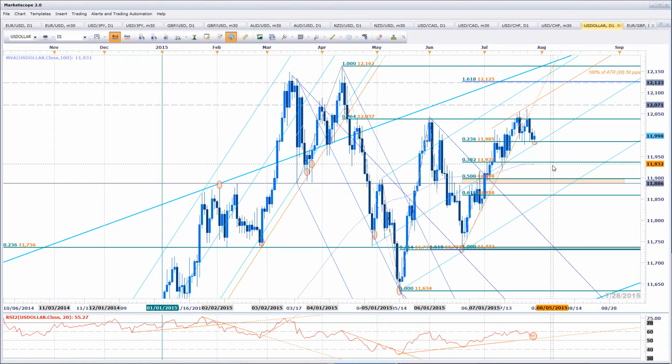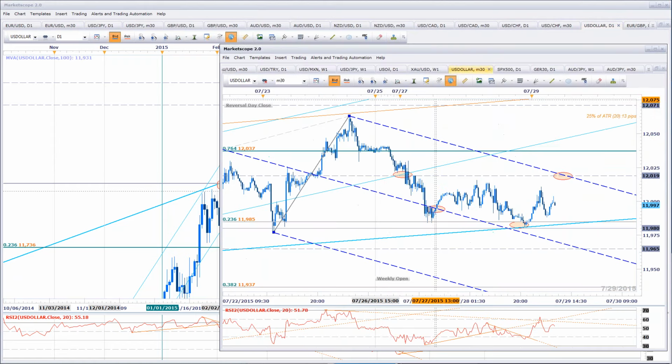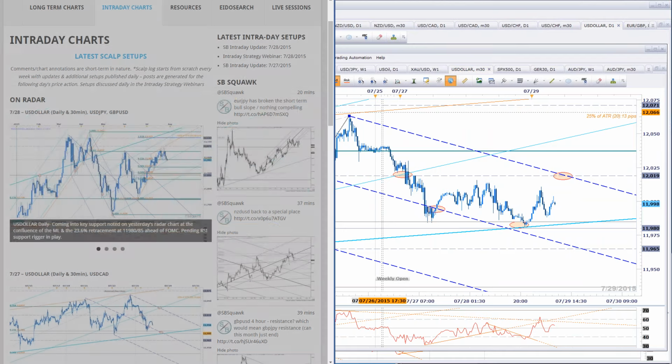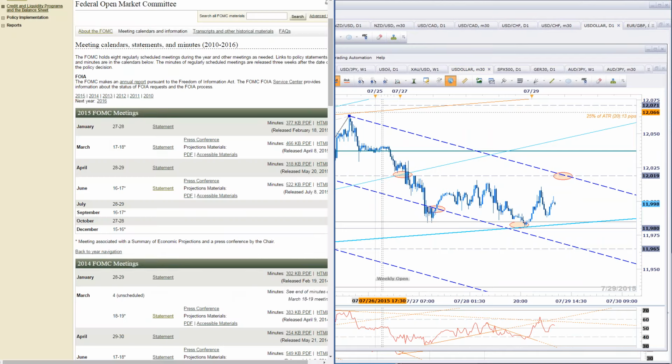So that's the scenario we're heading into for the Fed later this afternoon. A quick brief on what we're expecting from that standpoint. Here's the link, by the way, guys, so you can follow along.